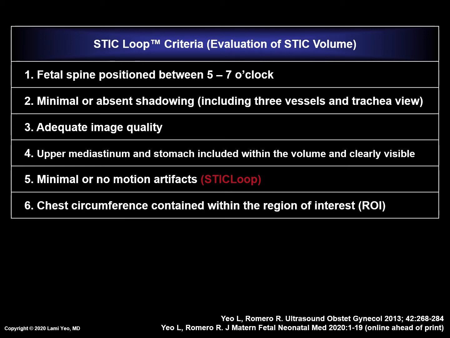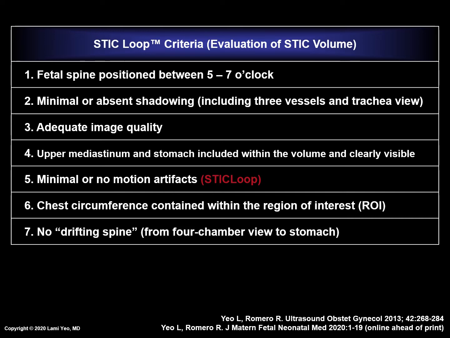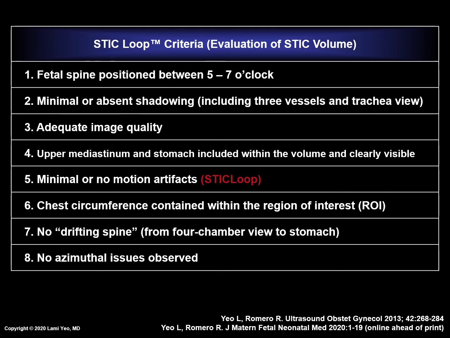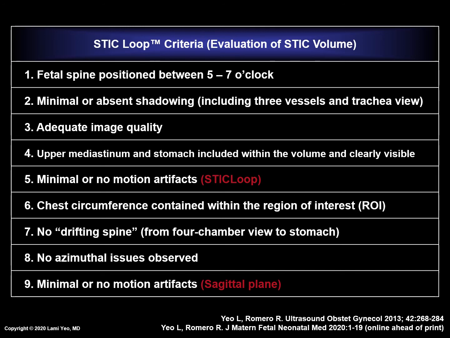Chest circumference contained within the region of interest. No drifting spine from the level of the 4-chamber view down to the stomach. This means that there are sequential axial planes that are parallel to each other, similar to a loaf of bread. No azimuthal issues observed, which means that the atria and ventricles do not appear foreshortened in the 4-chamber view. And the last STICLoop criteria is minimal or no motion artifacts in the sagittal plane.